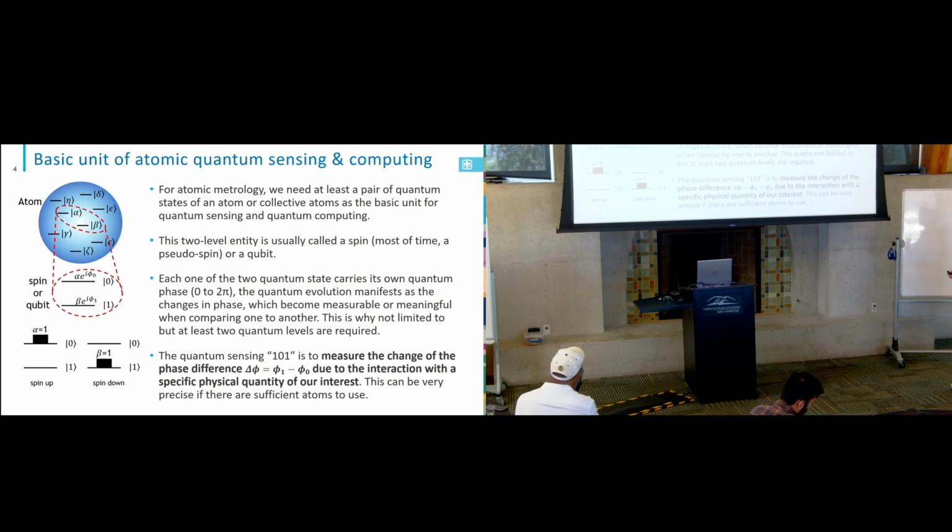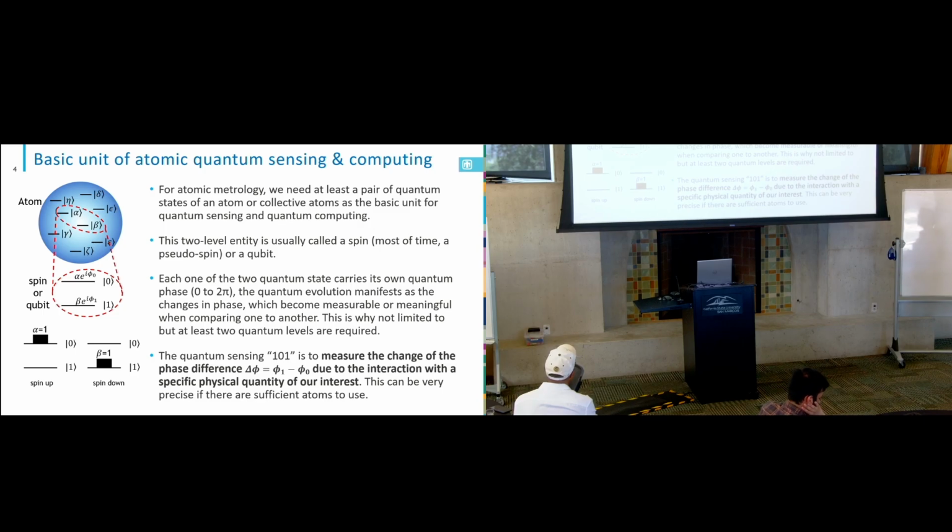This 2-level entity is usually called a spin, and most of the time it's actually a pseudo spin, meaning you don't really see a physical angular momentum in real space. It's just that the 2-level system can be mapped to a Bloch sphere, and that's a pseudo spin. Or these days, a fancy term is qubit, because you can use a 2-level system as a computation unit for quantum computing.